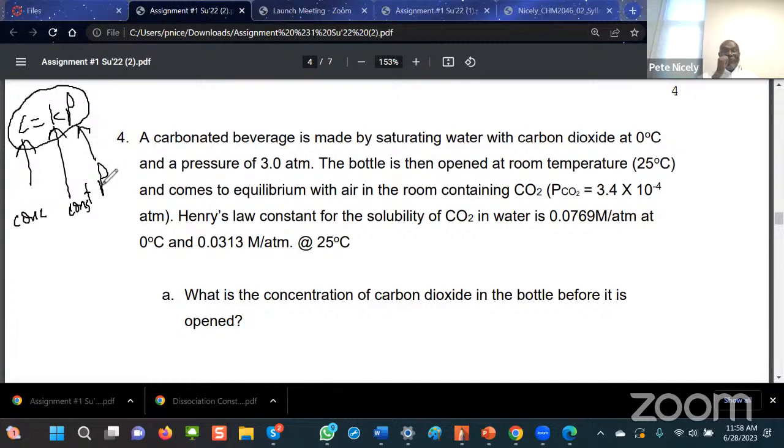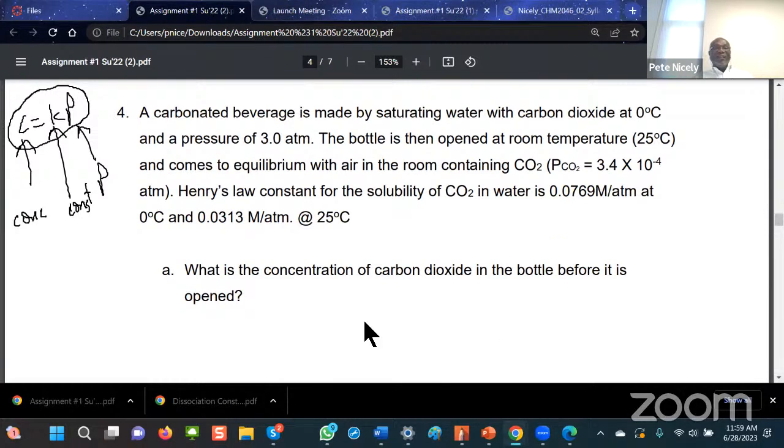Okay, so the question is a bit wordy, but when it comes to questions like these, you need to be able to pick out the important information, especially the numbers and what they represent. Okay, so any ideas as to how you would tackle the A part? The question is, what is the concentration of carbon dioxide in the bottle before it is opened?